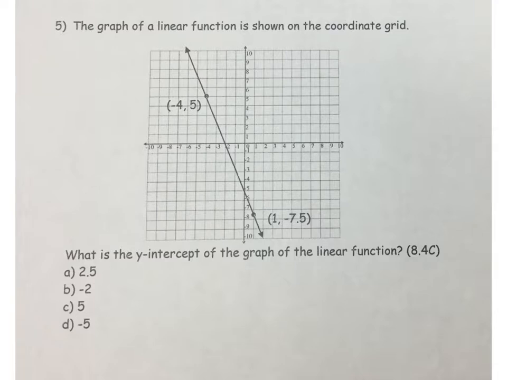Number 5. The graph of a linear function is shown on the coordinate grid. What is the y-intercept of the graph of the linear function? So we are looking for the lowercase b, the y-intercept. Is it A, 2.5? Is it B, -2? C, 5? Or D, -5?